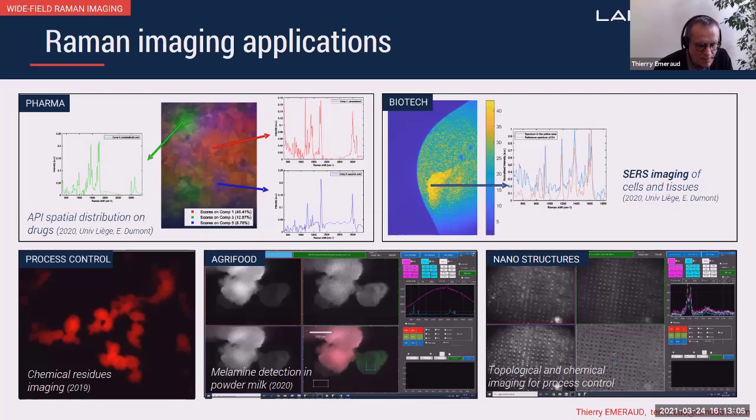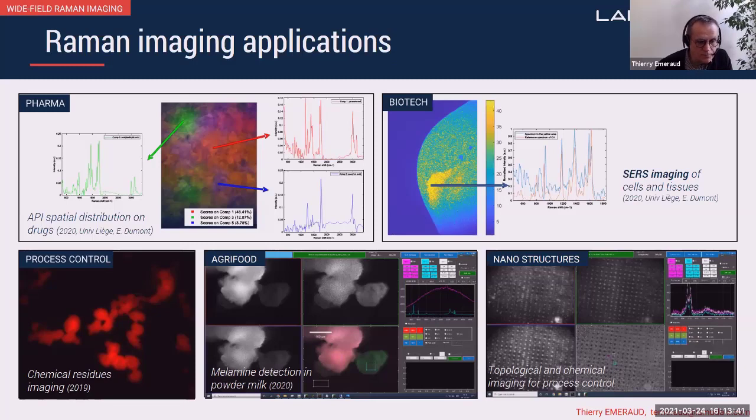Basically, this technology for Raman imaging is very interesting when you want to monitor some contaminants or impurities on a given material or component where you cannot predict whether it will be there or not, and in which amount and to which level. And this is exactly what we have here in agri-food. It's melamine detection in powder milk. So it's a kind of agro-food detection.